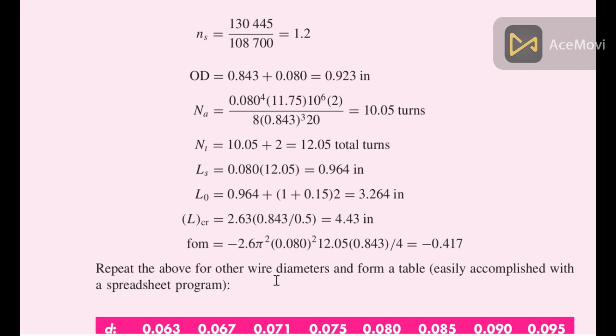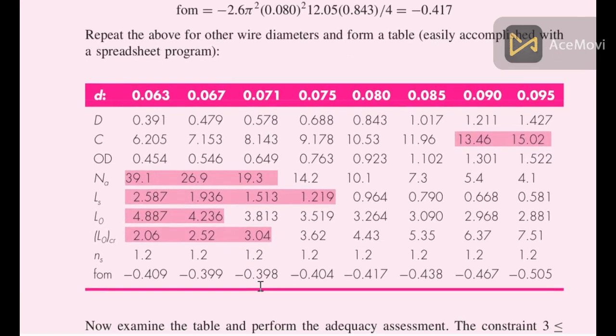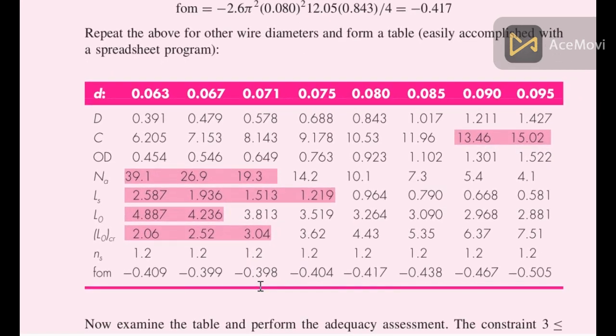So repeat the above value for the other wire diameters from the table. This is easily accomplished with a spreadsheet program. And then we will apply the same method for 0.063, 0.061, 0.067, 0.071, 0.075, 0.80, 0.85, 0.90, and 0.95, and any of the diameter you want for your project. Then all the values come out to be this.